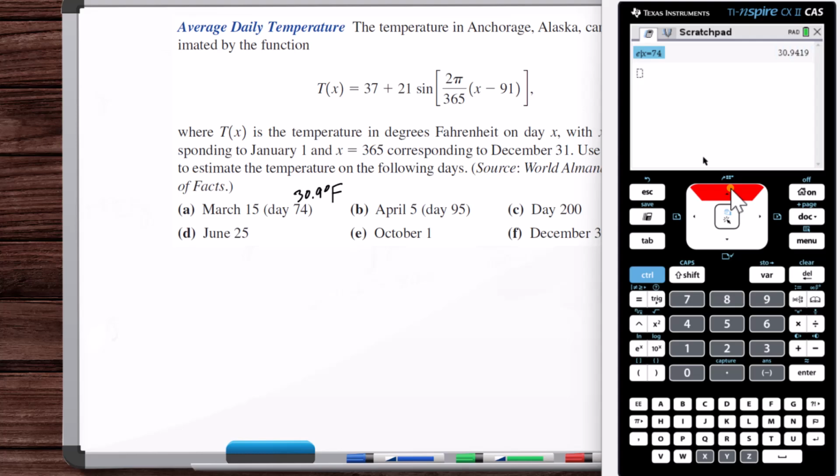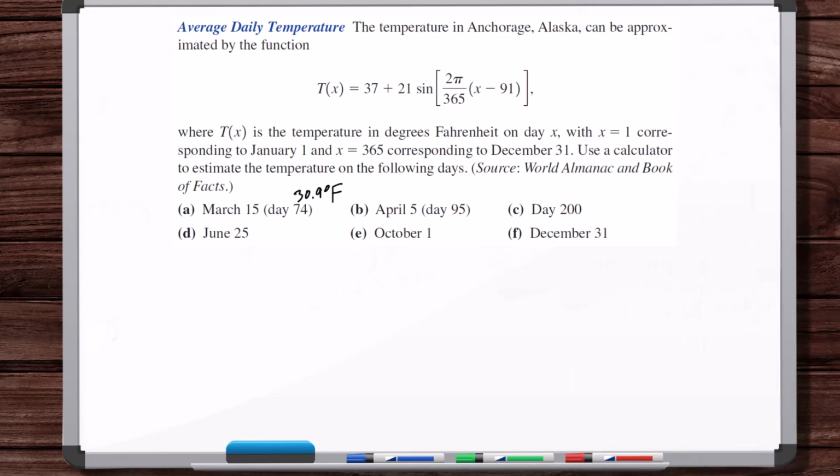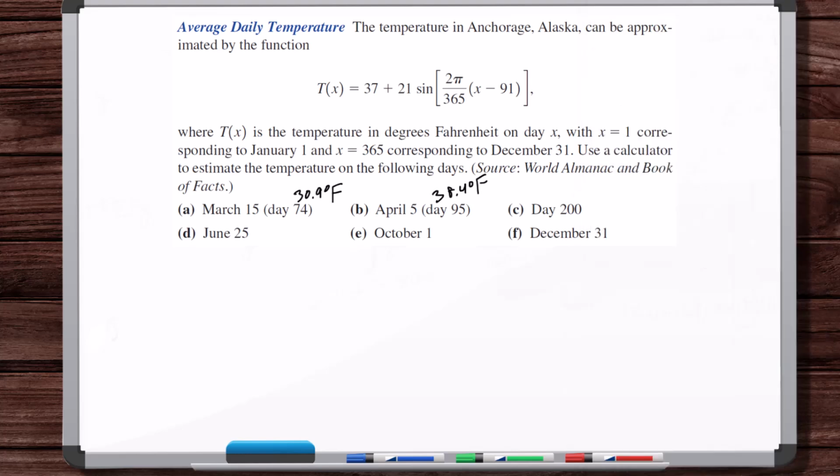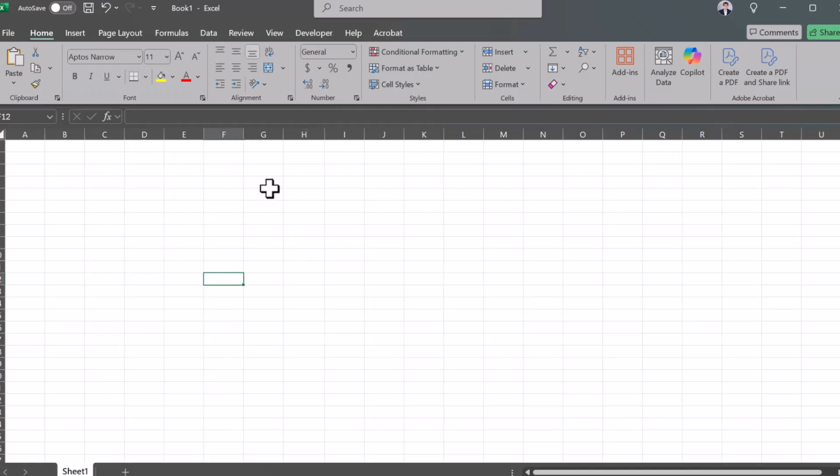Okay, now day 95. 38.4. Okay, day 200. 57. Okay, so we got 1. Let's use this year.